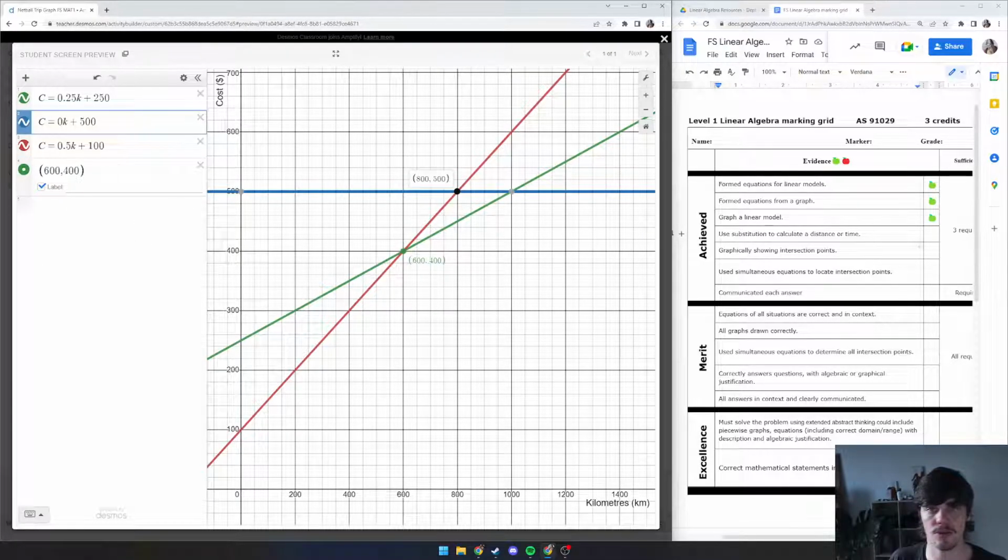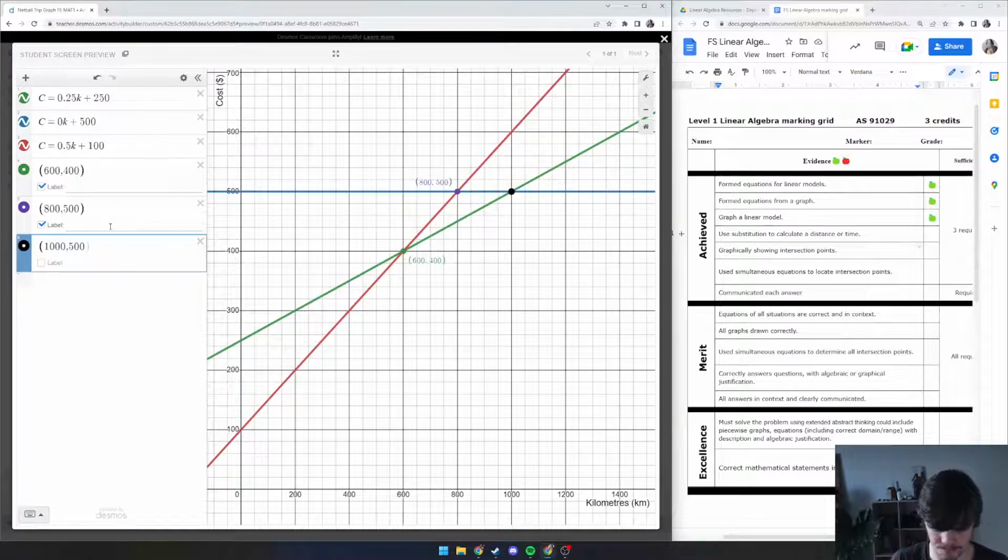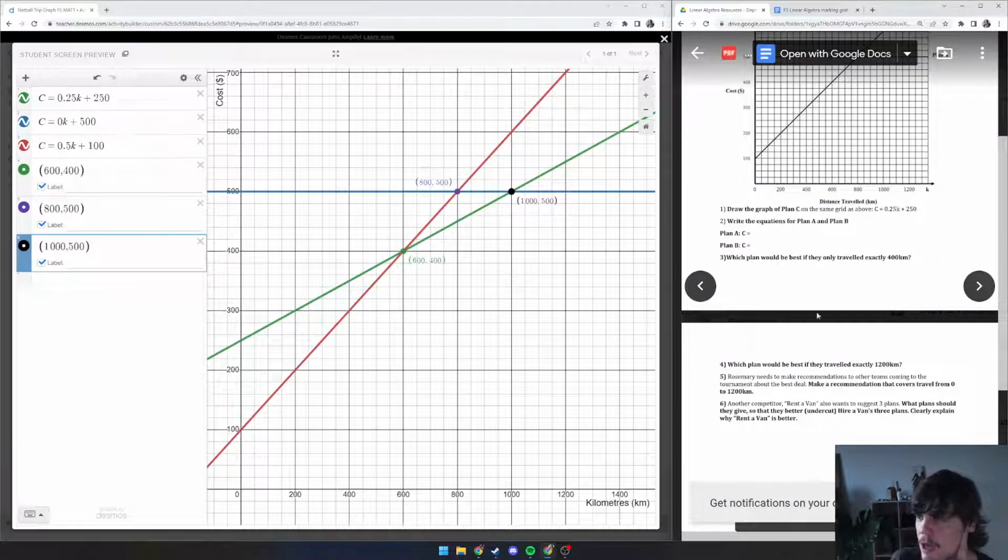This intersection here is also good. So I could do that, 800, 500. And I can tick this to have a label, and then I can click on this. And these are all of my intersections done already. 1000, and what was the other one? Was it 500, 1000? Oh, 1000, 500. Nice. So then those are labeled. So actually I've graphically shown intersection points. Now, I still haven't used substitution to calculate a distance or a time, and I still haven't used simultaneous equations. So let's do that. Okay, let's have a look.